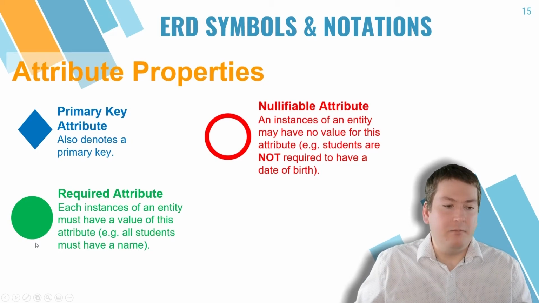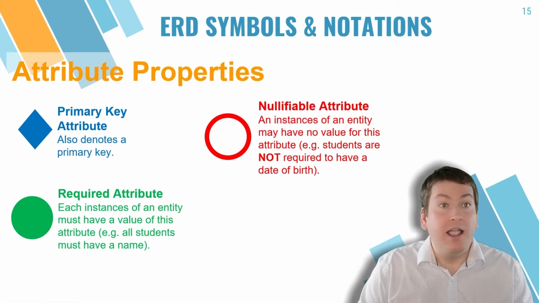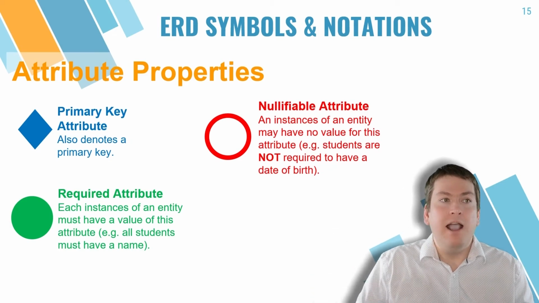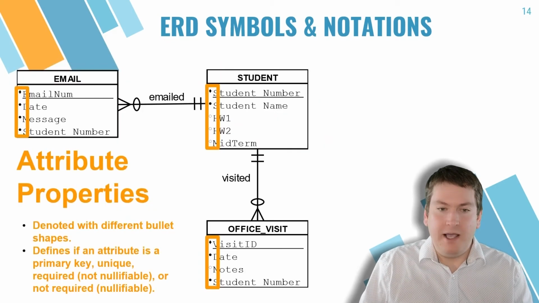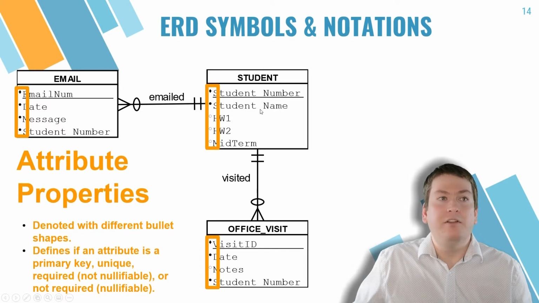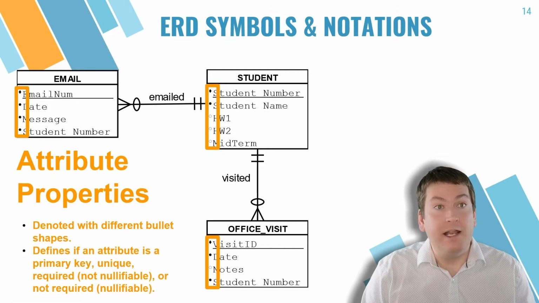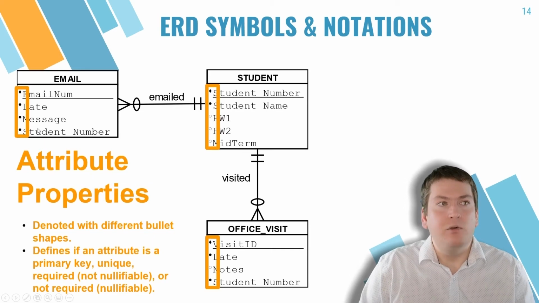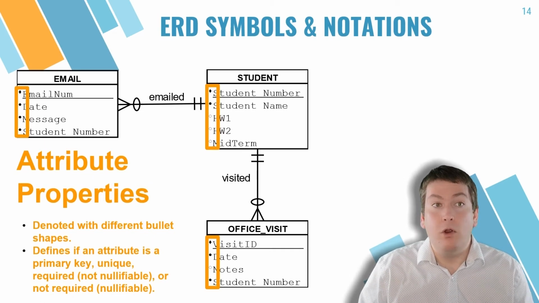The next one is a completely filled circle, like we have right here. That means it's a required attribute. It means every instance of that entity in your database, every row for that table, has to have a value for that field. If we look back, we can see student name has a solid bullet. That means every student in our database has to have a name. That can't be left out. Similarly for email, and for office visit, date has a solid bullet beside it. So that means date is required. We can't have a row in our database that has a date with no value given.